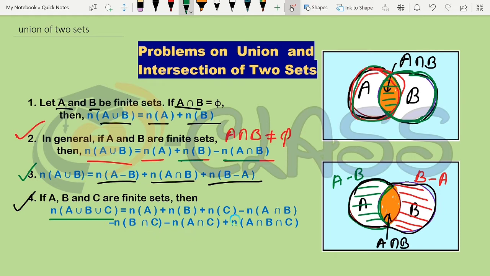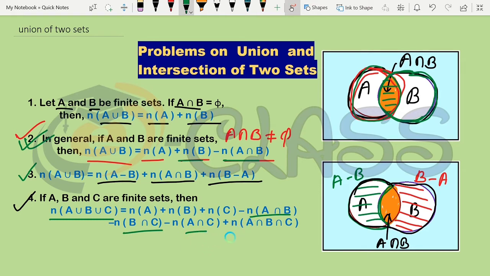Because as per formula 2, this common area is taken twice, so we have to subtract one of them. Since this common area is taken twice, we have to subtract one of them.